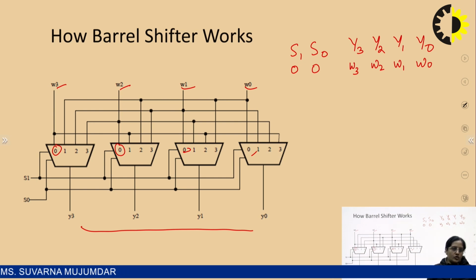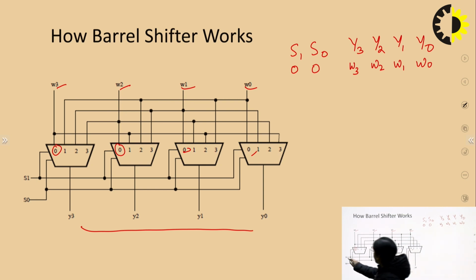Now, if I have to shift the data, from this you can say if S1 is 0 and S0 is 1, that is 0, 1, then input 1 is selected in all the cases.